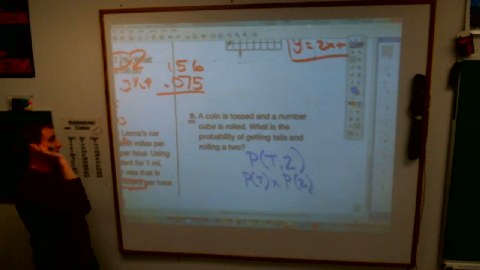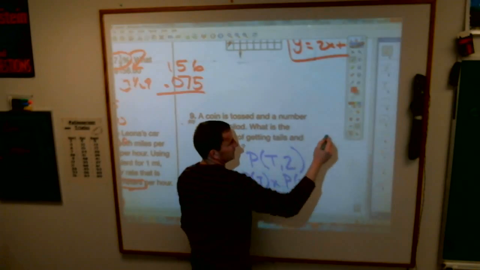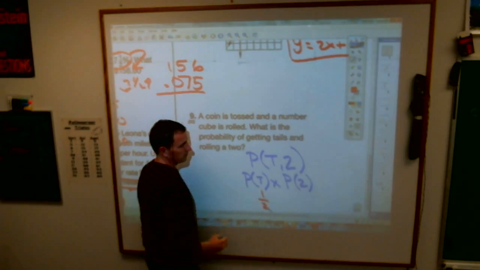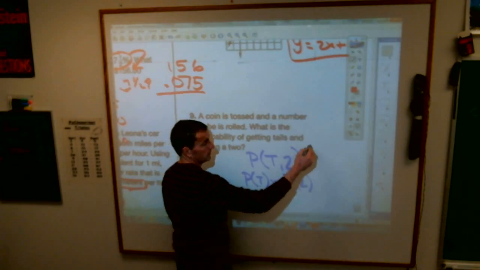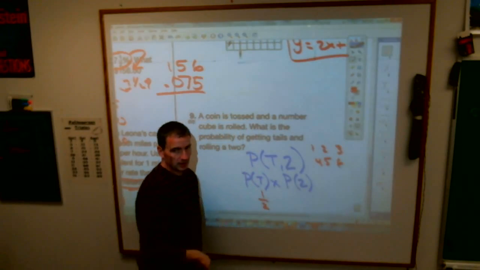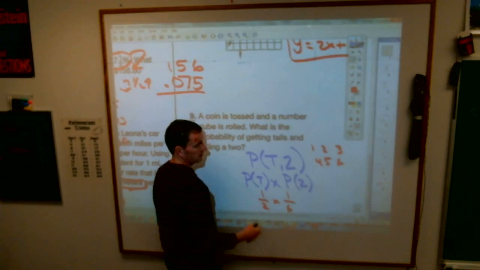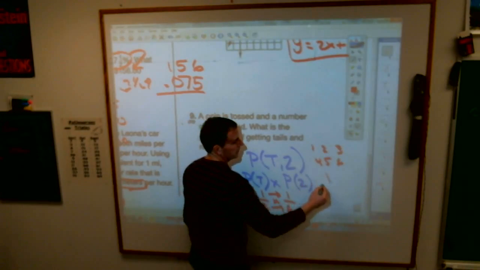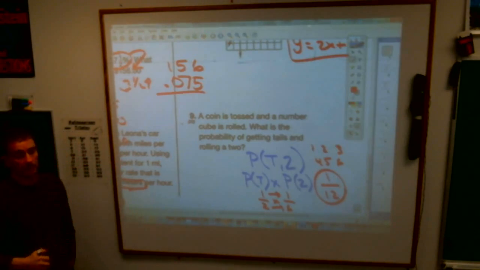You could draw all of the sample space and try to figure it out, but this would be easier. What is your probability of flipping a coin and getting a tail? 1 out of every 2, right? There's 2 sides to a coin, 1 of them is a tail. When you roll a die, what's your probability of getting a 2? You can either get a 1, a 2, a 3, a 4, a 5, or a 6. That's all your choices are. How many 2s are there? Out of how many total choices? 6. The probability of both of those happening is what you get when you multiply them together. It's 1/12. 1 out of 12 times you will get it.